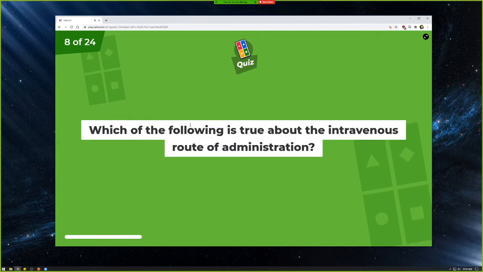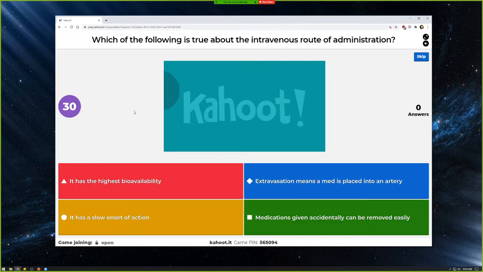All right. So which of the following is true about the intravenous route of administration? It has the highest bioavailability. Extravasation means a med is placed into an artery. It has a slow onset of action, or medications given accidentally can be removed easily.